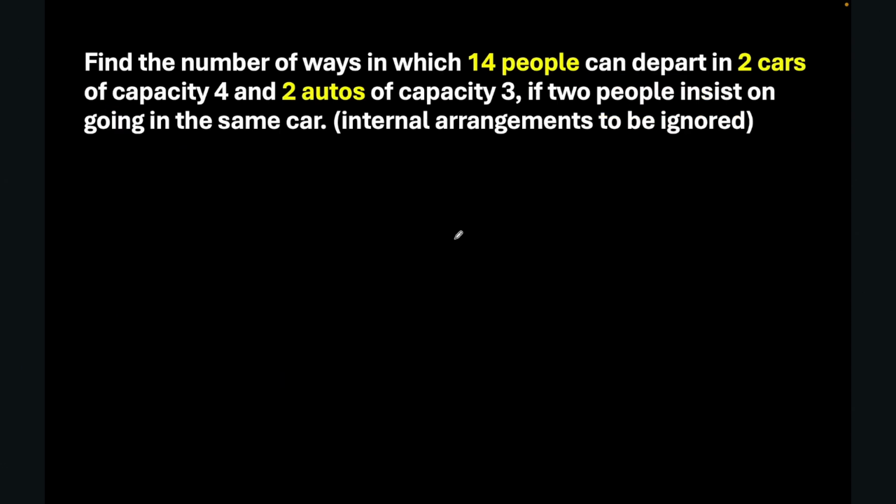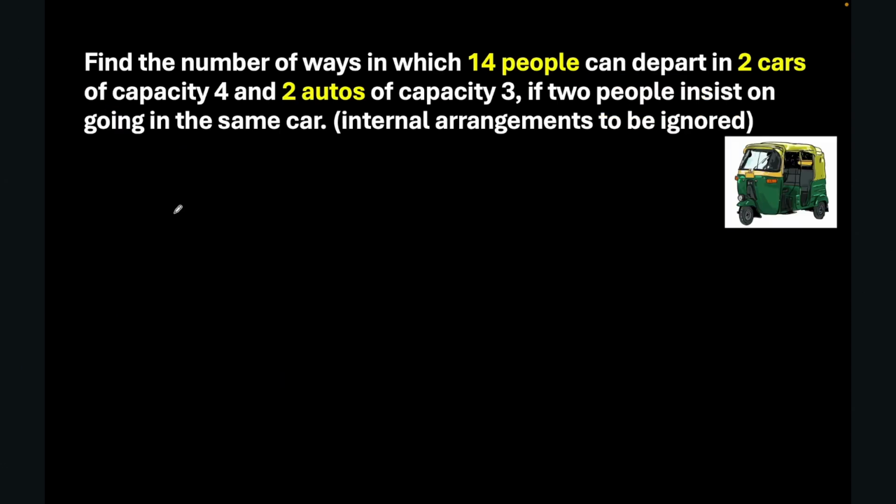Let's go to the next question. Okay, so in this question, we are told that there are 14 people who are departing in 2 cars of capacity 4 and 2 autos. Autos are kind of like these tuk-tuks that you see in India, which can hold 3 people, 1, 2, 3. They don't have a door as such, and they're fairly cheaper than a car. So they can hold 3 people.